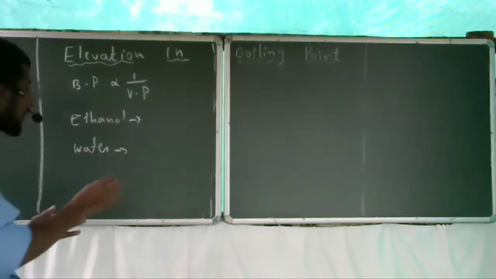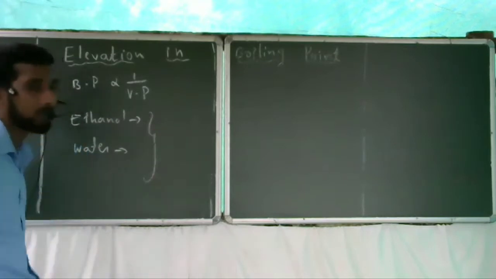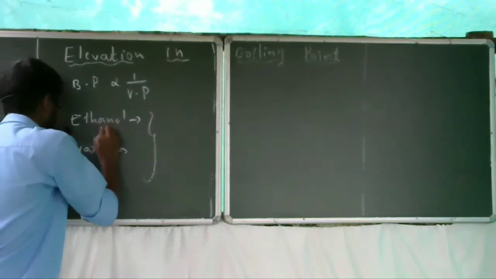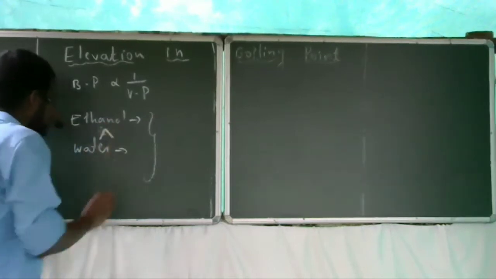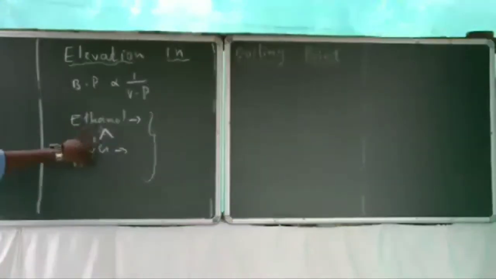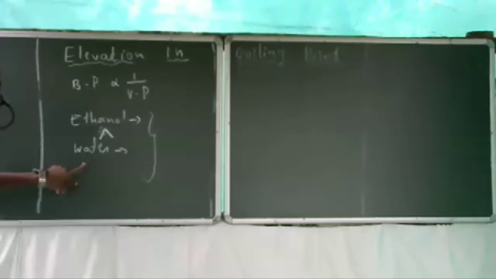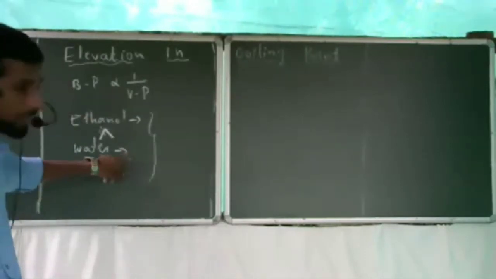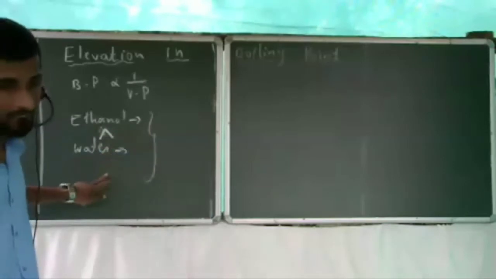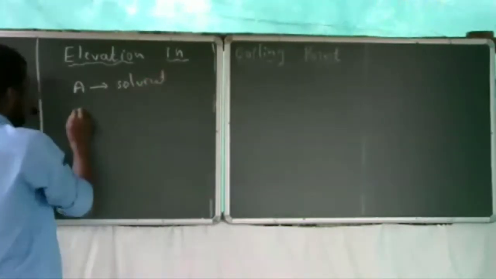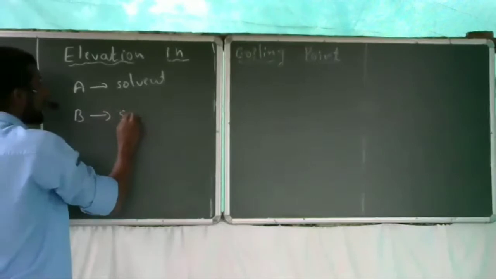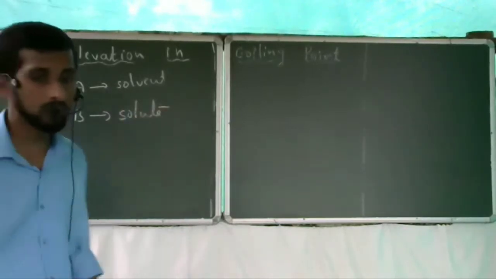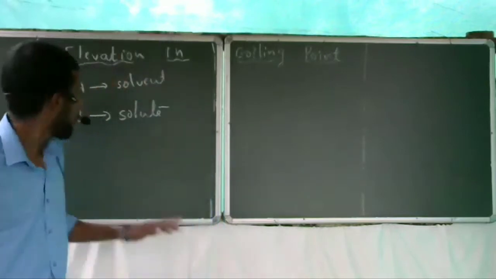So now if you compare the boiling point of ethanol and water, boiling point of ethanol is lower than that of water. Okay, boiling point of ethanol is lower than that of water. Water's boiling point is higher, 100 degree Celsius, ethanol boiling point is less than 100 degree Celsius. Prepare a solution of non-volatile solute in volatile solvent. Okay, non-volatile solute in volatile solvent.